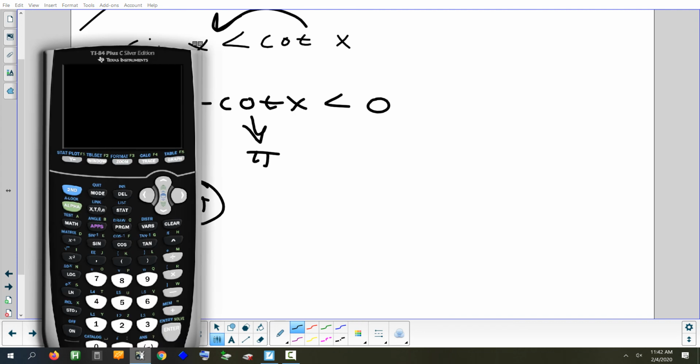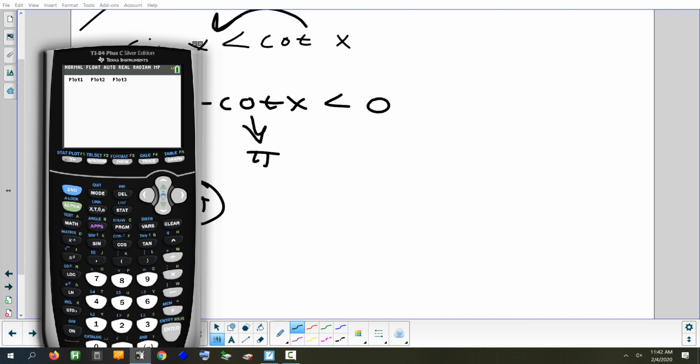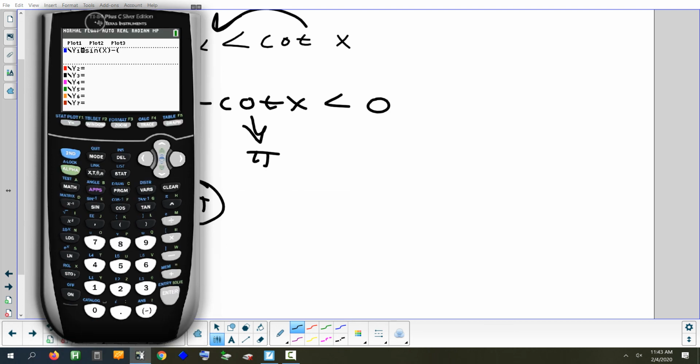Okay, now we have to type in sine minus cotangent. Well, sine is easy. How do I type in cotangent? Yeah. Yep, we're going to type it in as 1 divided by tangent. So that's sine minus cotangent. I'm already set up for one cycle. Perfect. So we're looking for where that graph is less than 0.